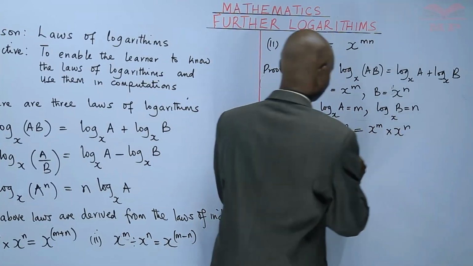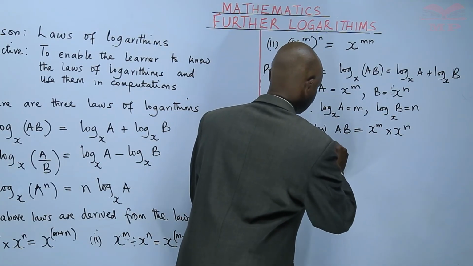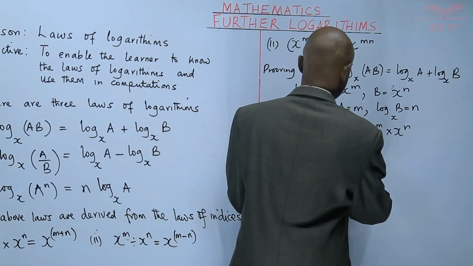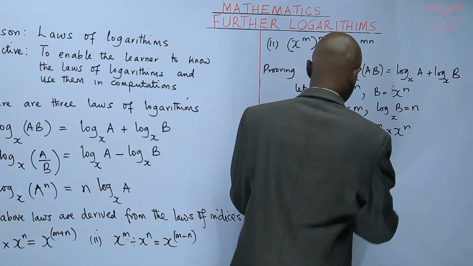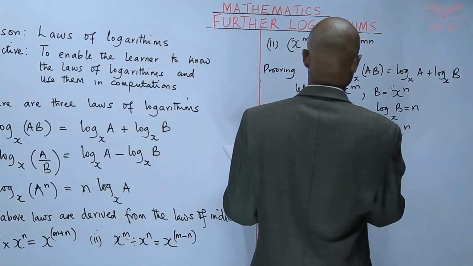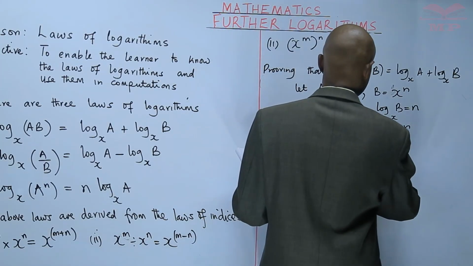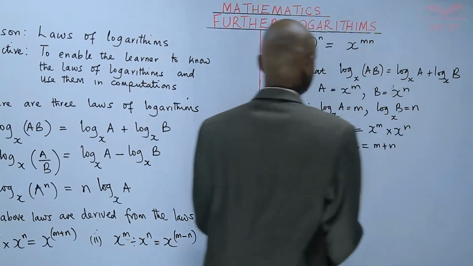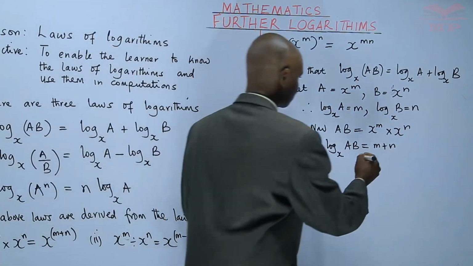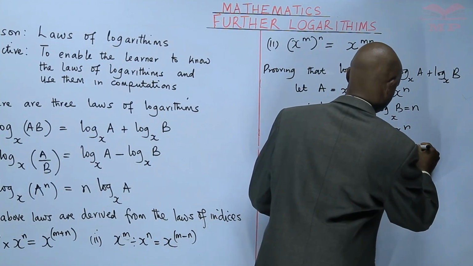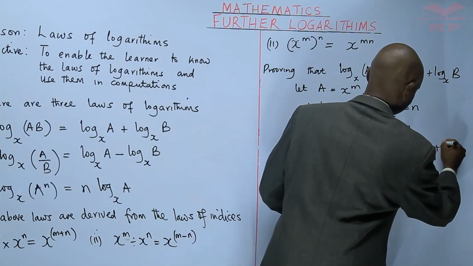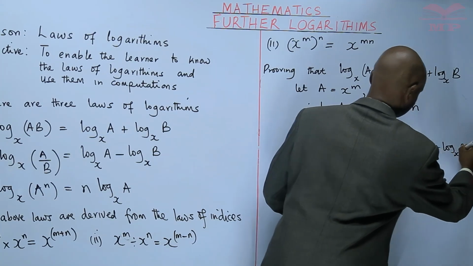Therefore, log to the base x of ab will be equal to m plus n, which is equal to log base x of a plus log base x of b.